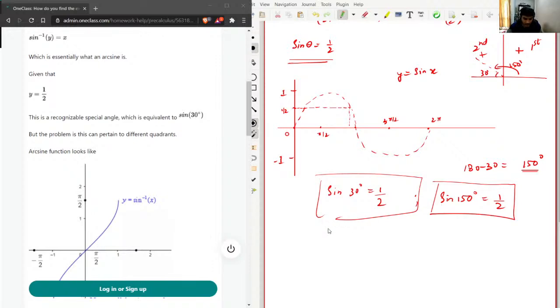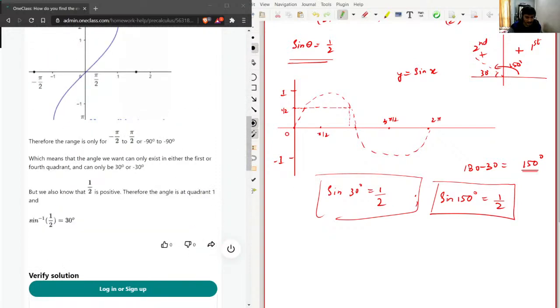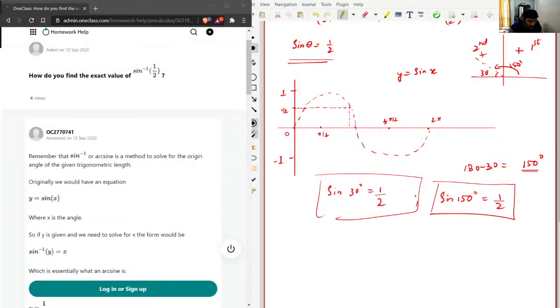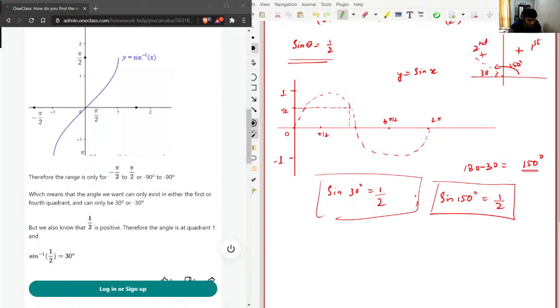So again we get one more value: sine 150 is also going to be half. In this problem the quadrant is not specified, so we have to write both angles, where my sine will be plus half. In the question they haven't mentioned the quadrant, therefore the range is only from minus pi by 2 to pi by 2.